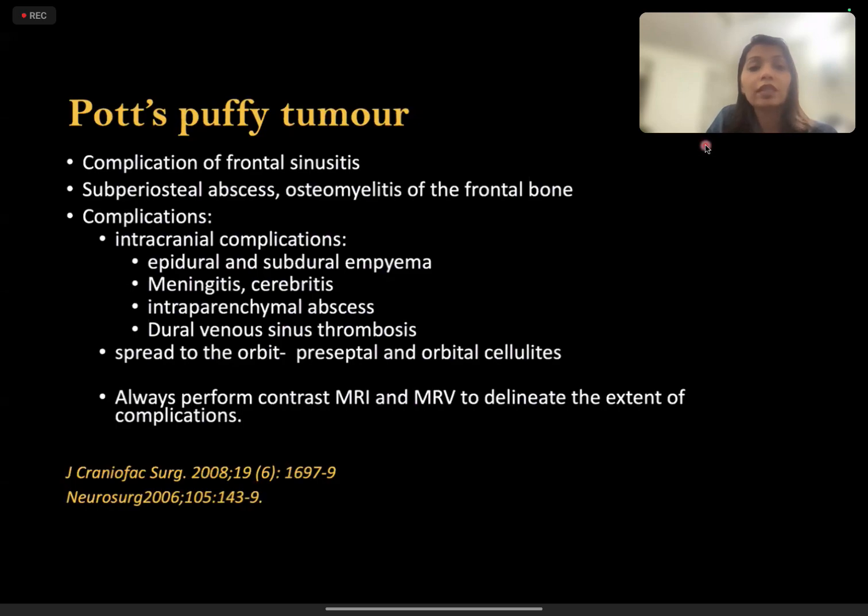Complications, as we saw in our case, can be epidural empyema. They can have subdural empyema. They can be meningitis, cerebritis, cerebral abscess, dural venous sinus thrombosis. The infection can spread to the adjacent soft tissues and adjacent organs, for example, into the orbits, wherein we can see preseptal or orbital cellulitis, and I'll show you some cases of these conditions further in. So always perform MRI and MRV to delineate the extent of the complication, especially if you're worried about dural venous sinus thrombosis.